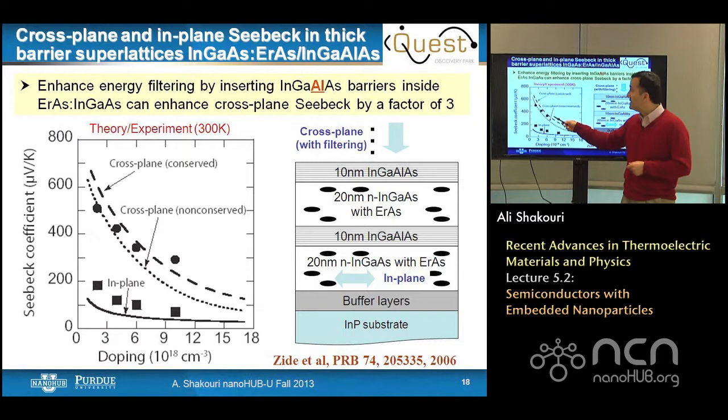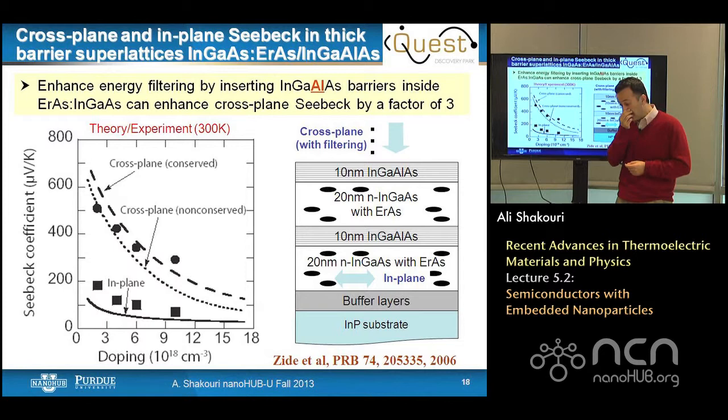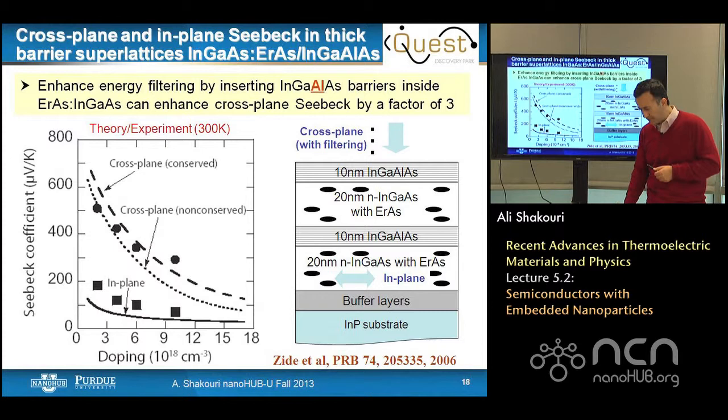Again, the results are scattered. From this, we cannot say if lateral momentum is conserved or not, but at least you see the effect. And in this paper, there are predictions that even with conserved lateral momentum at high temperature, you can still get good performance. These samples were thick enough to do cross-plane Seebeck measurements, a couple of microns, but not thick enough to do cross-plane electrical conductivity measurement. For that, depending on the conductivity of the material, we need something on the order of 10 or 20 microns, and we didn't have that with these samples.